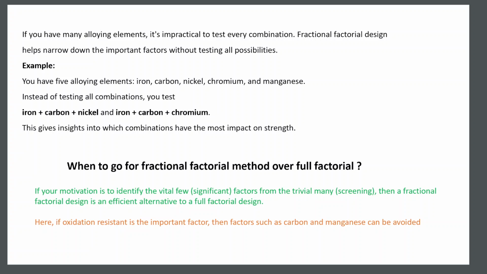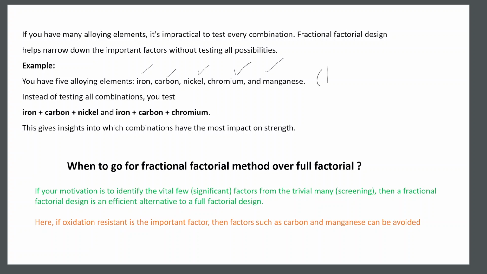Hence, what we can do is choose five alloying elements which are critical for mechanical property, and we can perform tests on those particular alloying elements. Let's boil down to this: we have five alloying elements like iron, carbon, nickel, chromium, manganese. This must be a steel. So with this combination, how many tests do we have to do? The number of factors: one, two, three, four, five. So five factors are there.